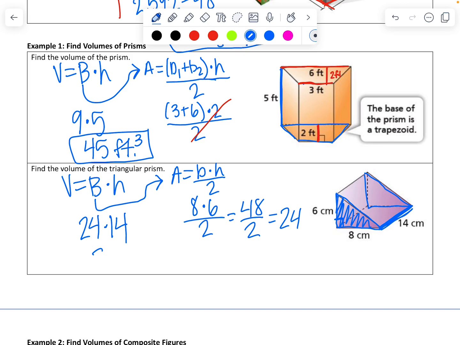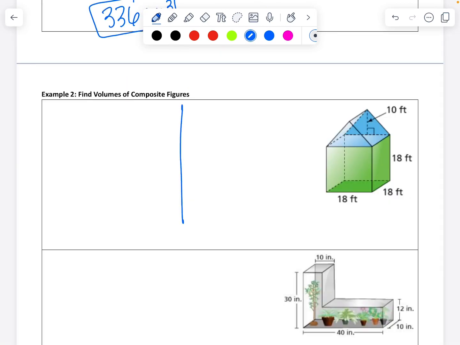Alright, go ahead and flip your page over, and we're going to do probably 2 more. So these are the same thing, except now they're composite figures, which means there's more than one shape that we have to find, and then we add them together. So you've dealt with composite figures with dealing with area, but not so much volume. Okay. This is going to be new. So first thing I do is I have to figure out what shapes I have. Okay. So I have a cube, that's the green one.